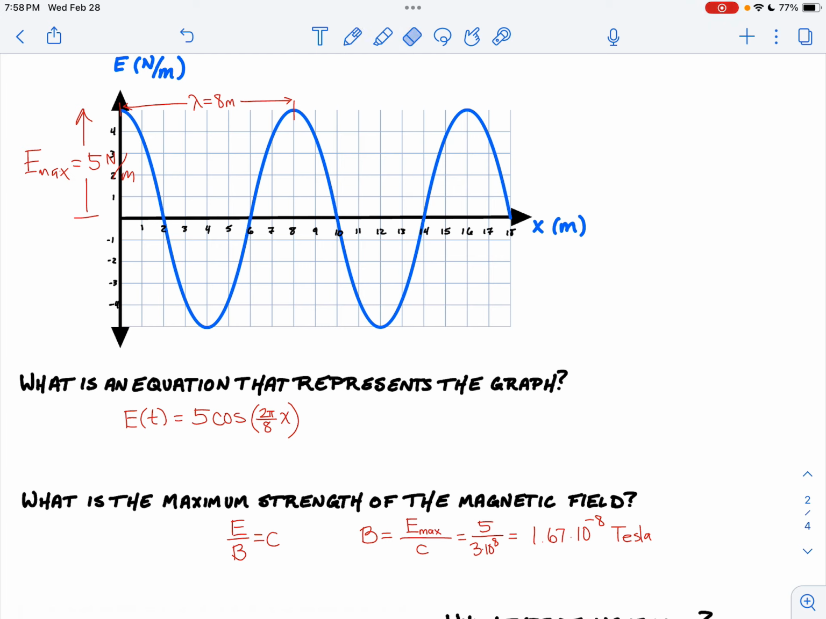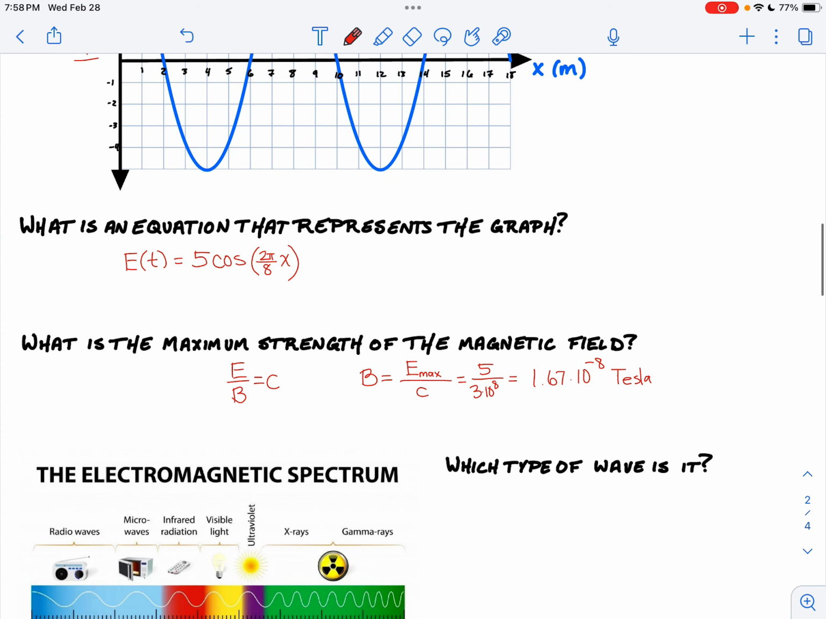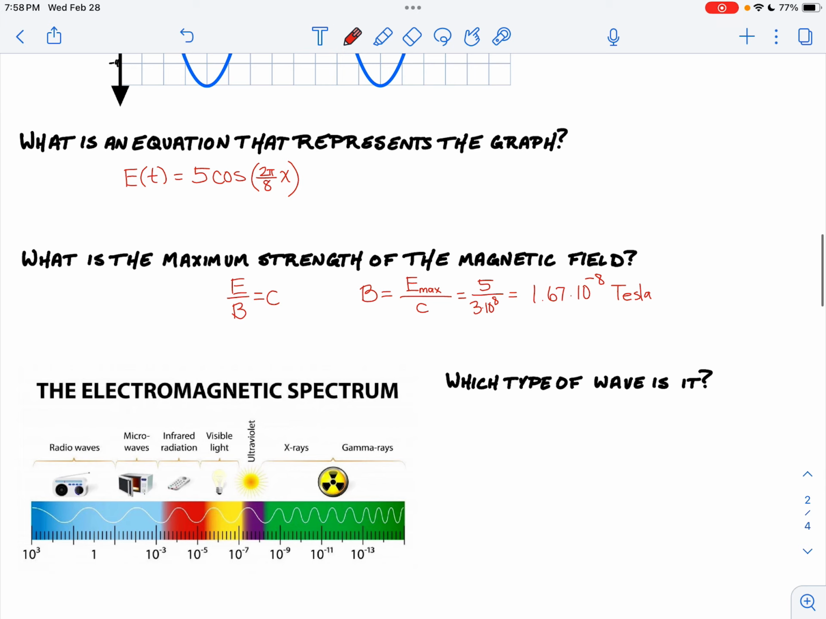Newton per meter, sorry, I just caught myself. It's newtons per coulomb, not newtons per meter. A 5 newton per coulomb electric field equates to a 1.67 times 10 to the negative 8th Tesla magnetic field. All right. The last thing is, it turns out that you can wobble that electron however fast you want. And depending on how fast you wobble the electron, it dictates the color of the light that's transmitted.